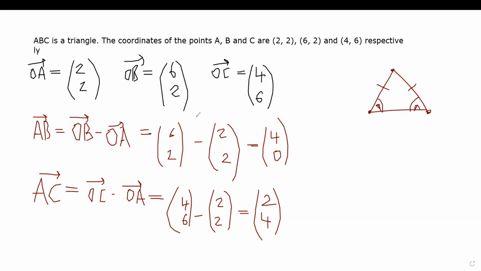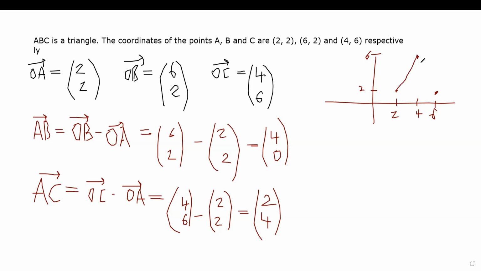So now in order to show that this is an isosceles triangle using vectors, let's look at what is happening. We're going to do a rough sketch of this. If you were to draw an X and Y axis, OA is (2, 2), right here. OB is (6, 2), somewhere over here, this is B, and then you have OC, (4, 6), in between. So what we need to show is that the length from A to C is the same as the length from B to C. Remember, this is A, this is B, and this is C. So in an isosceles triangle, AC equals BC.